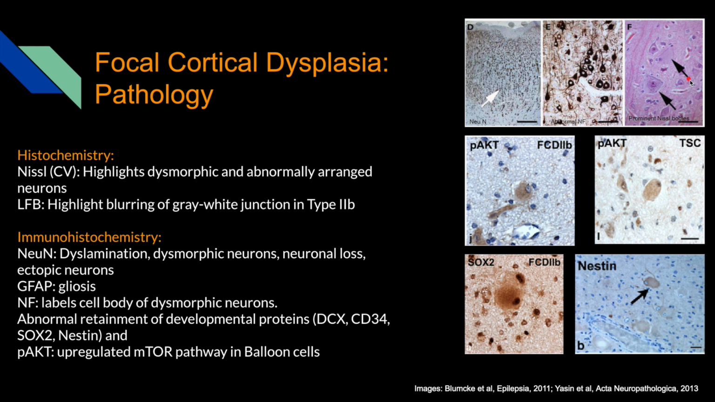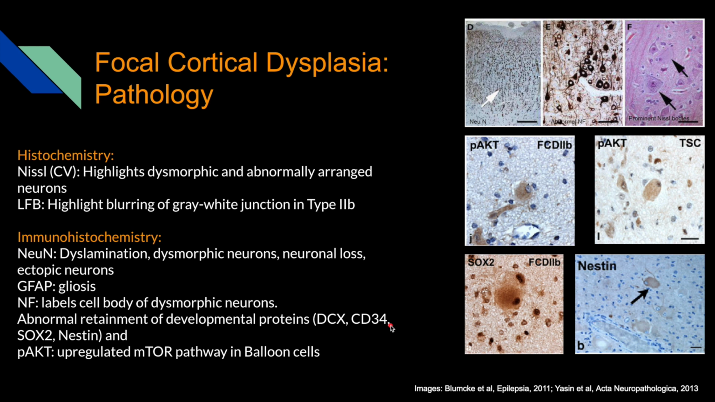So other things you can do, we talked about NeuN to highlight your dysmorphic and dyslamination of neurons, your neuronal loss, ectopic neurons in the white matter. GFAP shows gliosis. Neurofilament highlights the cell bodies of the dysmorphic neurons. Other things you can do is use some developmental proteins, such as DCX, a protein that we saw involved in neural migration. It should be turned off in mature neurons.